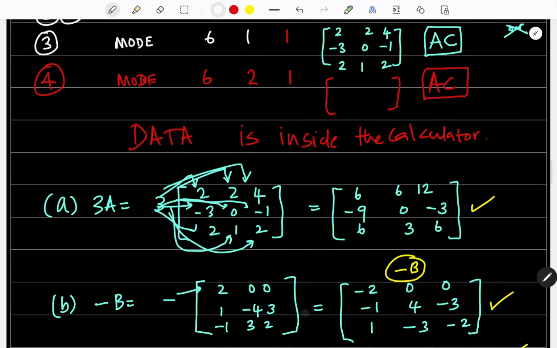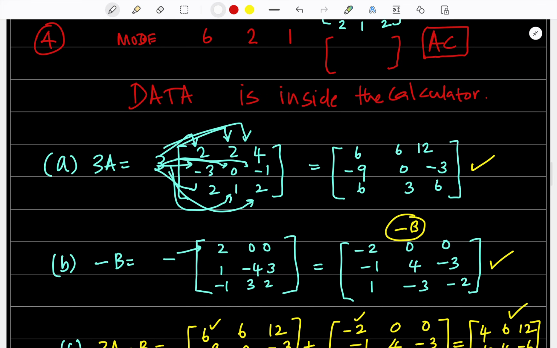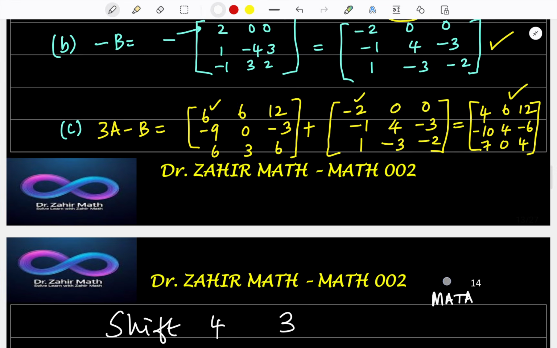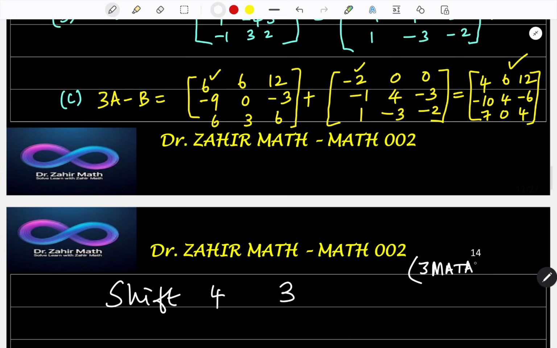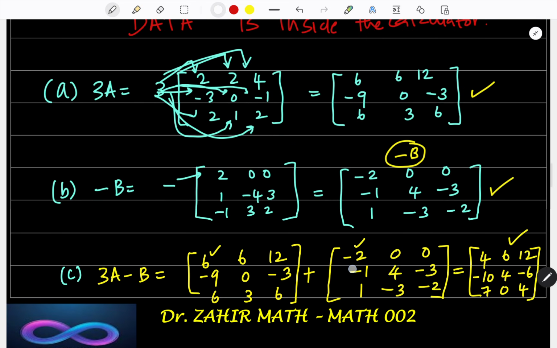So what we want to do? We wanted to use what? First question, 3A. So just move your cursor here. Slowly move your cursor on the left and just make the cursor 3 times mat A. So you put like this, then press equal sign. If you press equal sign and check your answers, which is 6.